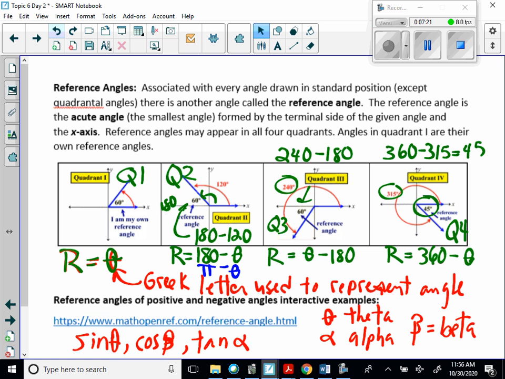Now, just a disclaimer here, this would be theta minus pi if you were in radians, and this would be 2 pi minus theta if you were in radians. So it's good to know for each quadrant how to find the reference angle, and those are the formulas for both degrees and radians. There's also a little link here to help you find reference angles of positive and negative angles, so you can check out that link. Pause if you need to. I'm going to the next screen.